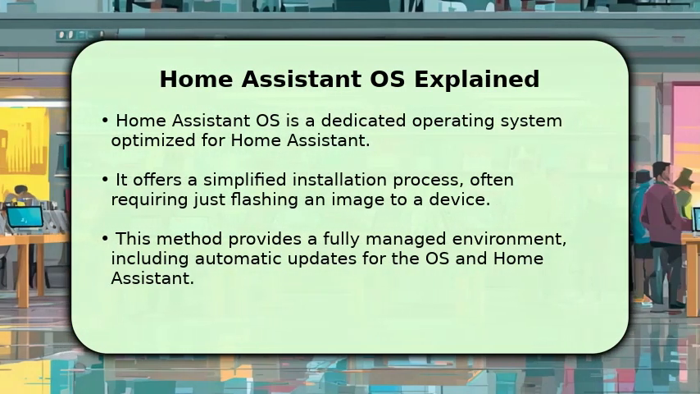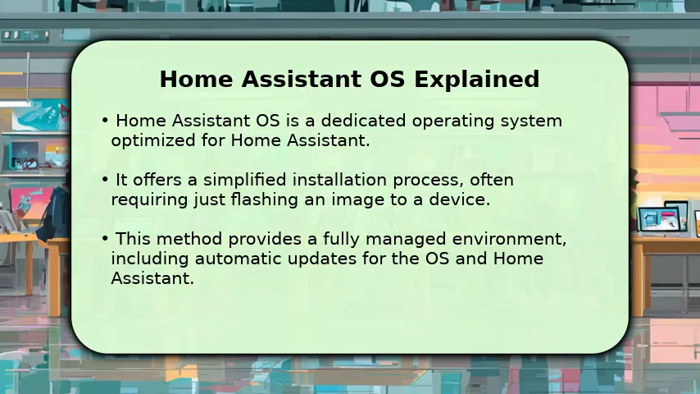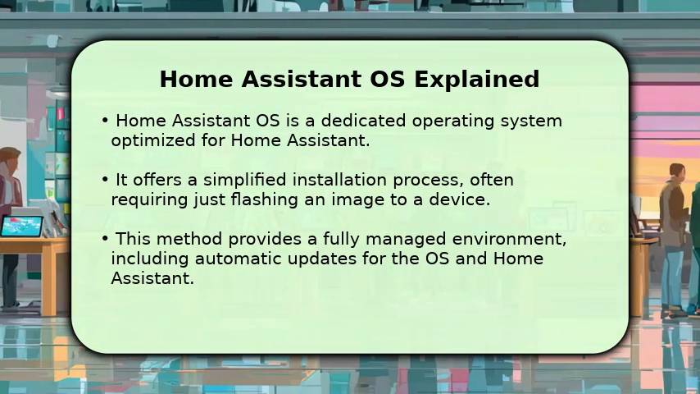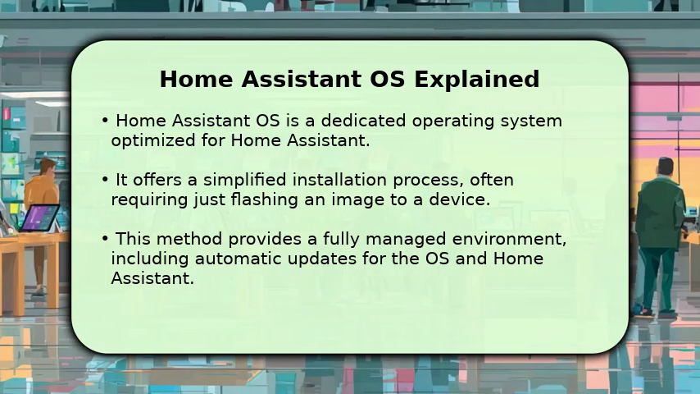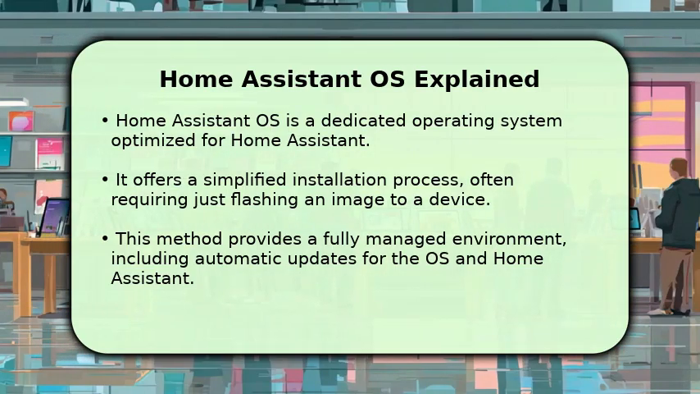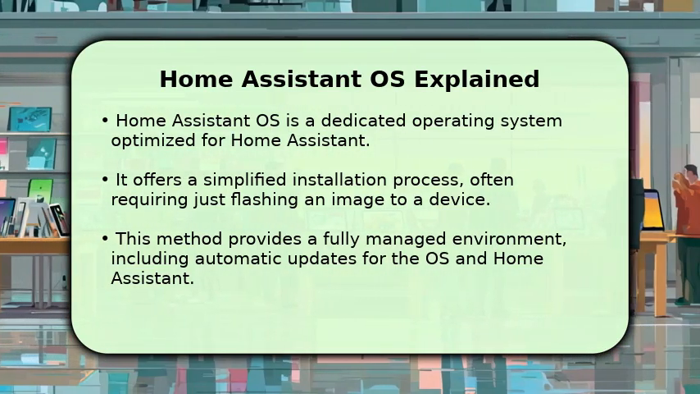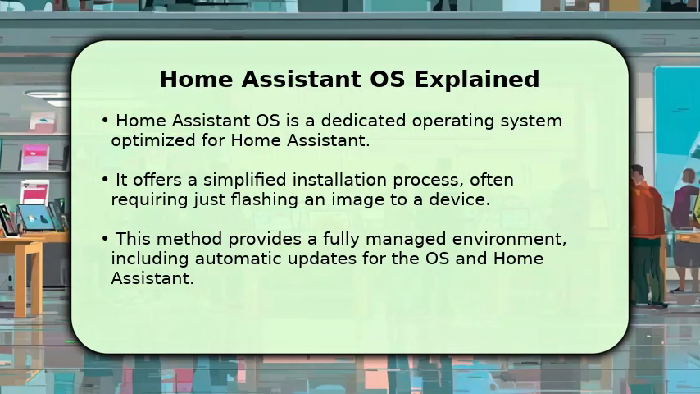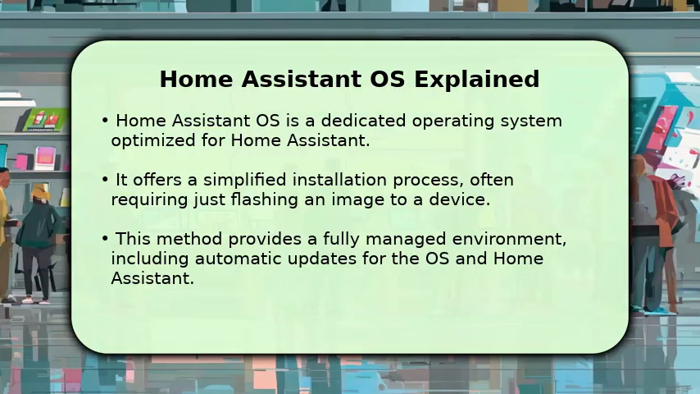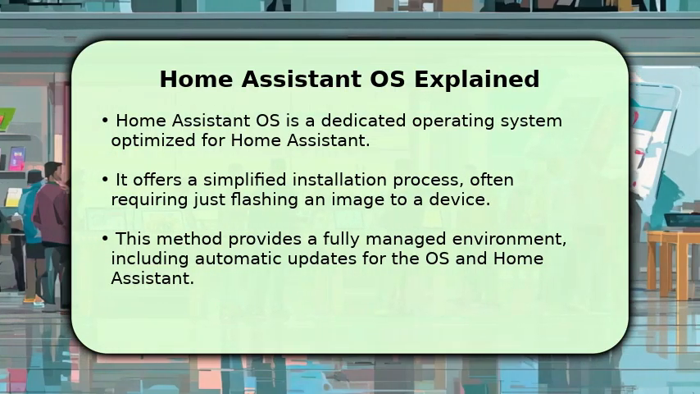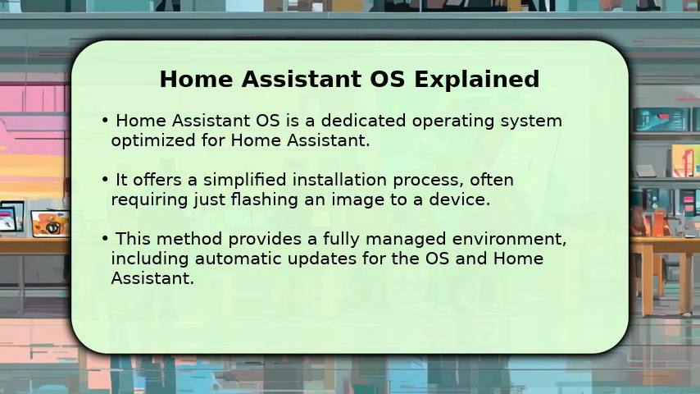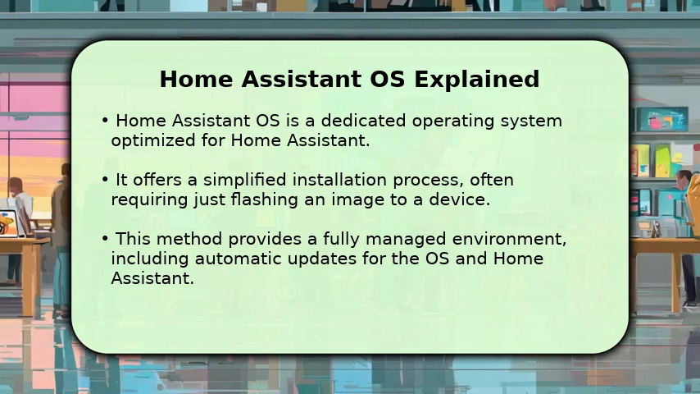Home Assistant OS is a purpose-built operating system designed from the ground up to run Home Assistant efficiently. Its installation is incredibly straightforward, typically involving flashing an image onto a dedicated device like a Raspberry Pi or a small mini PC. This approach provides a completely managed environment, handling both the underlying operating system and Home Assistant updates seamlessly. You also gain access to a wide array of official add-ons, significantly extending your smart home capabilities with very little effort.